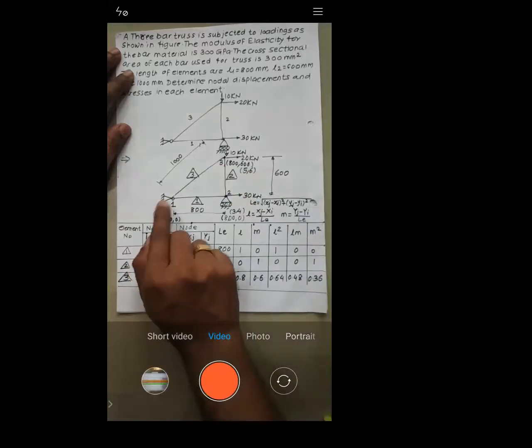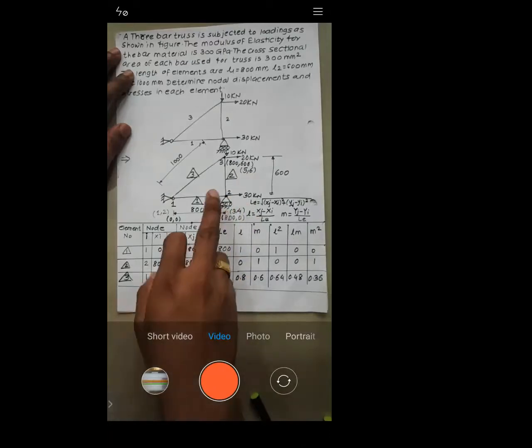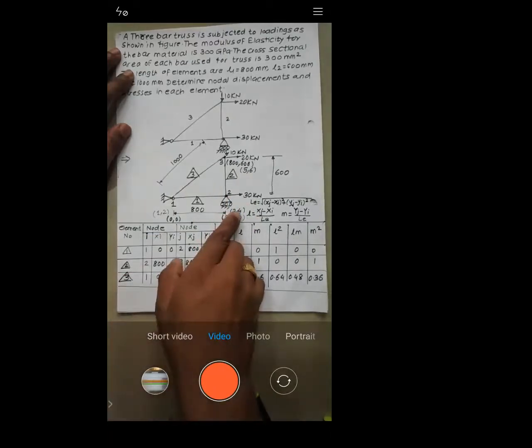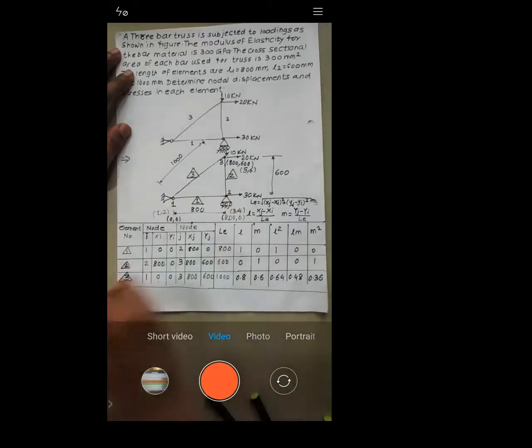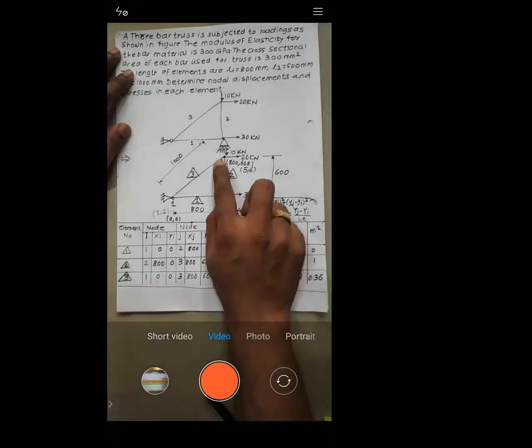What is the meaning of 1? Node 1 will move in X. What is the meaning of 2? Node 1 will move in Y. Similarly, what is the meaning of 3? Node 2 can move in X. What is the meaning of 4? Node 2 can move in Y. Similarly, what is the meaning of 5? Node 3 can move in X. What is the meaning of 6? Node 3 can move in Y.